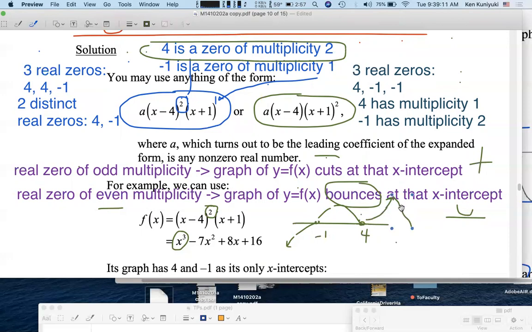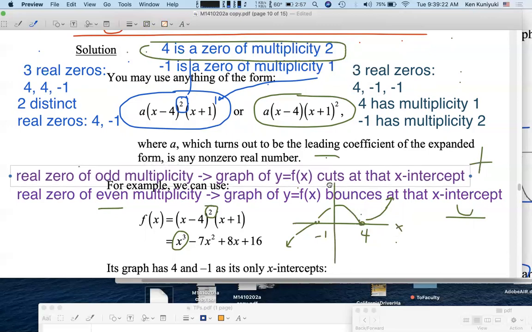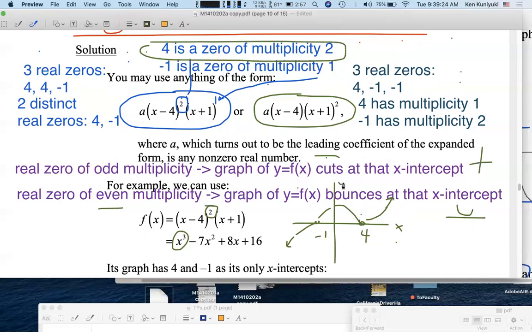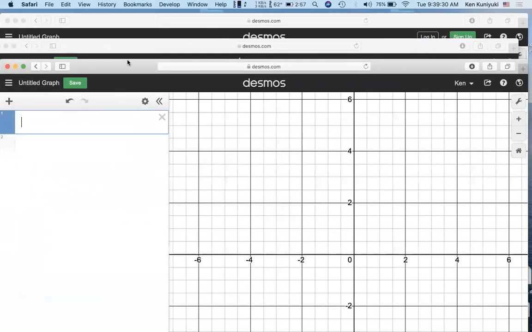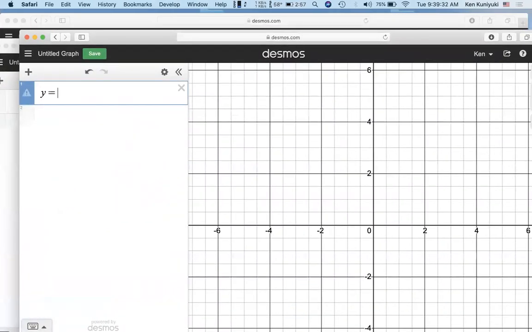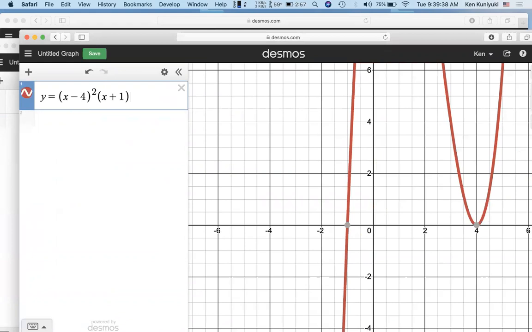All right. It's a rising snake. It goes on and on. And this is a basic sketch of the graph. X-axis here, Y-axis, but I don't know if the peak is going to be in quadrant 1 or quadrant 2. Let's see what Desmos says. Y equals the square of x minus 4 all times the factor x plus 1.